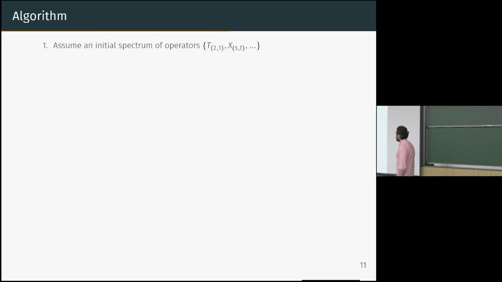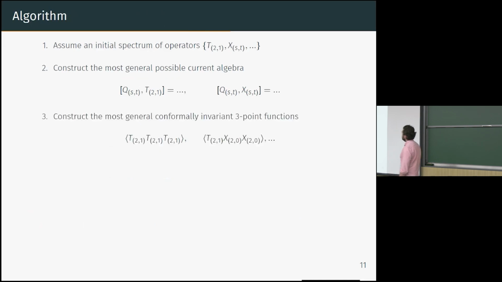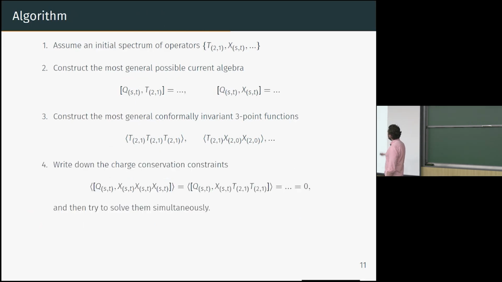So we proceed in a sort of algorithmic way. We're going to assume that we have an initial spectrum of operators, which consists of, say, the stress tensor and one of these partially massless fields. Then we're going to write down the most general possible current algebra that we can. So this will be like the charge acting on the stress tensor, the charge acting on the partially massless field. We'll construct the most general conformally invariant 3-point functions that we can. Both of these steps have finitely many unknown parameters in them. Then we write down these charge conservation constraints, and we try and solve them simultaneously in generic kinematics.